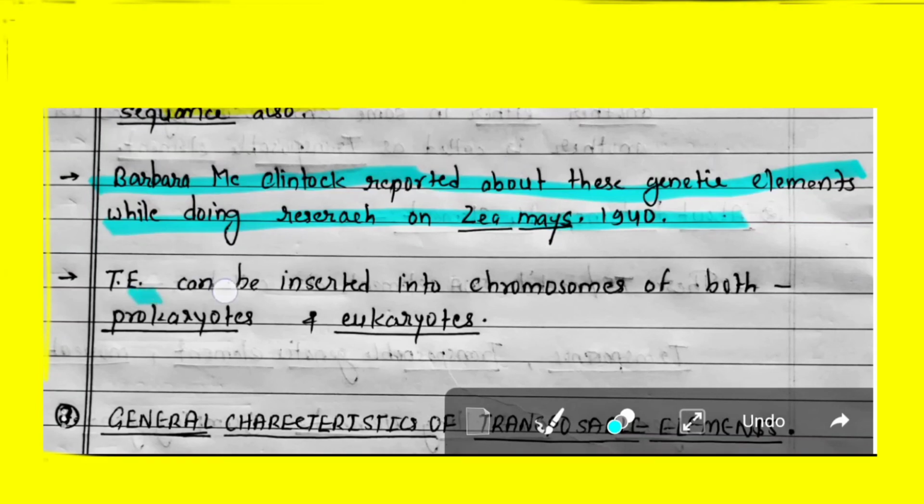Transposable elements can insert into the chromosomes of both prokaryotes and eukaryotes. It means we can also insert a transposable element in a prokaryote and eukaryote and create any type of mutation. This is the significance or importance of it. So this is the general information of the transposable element.